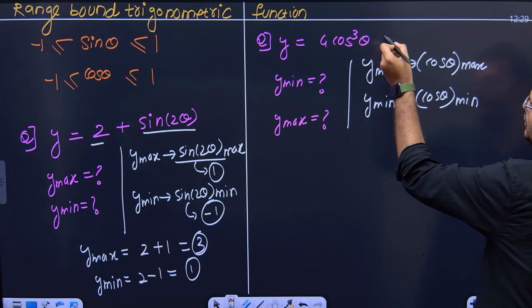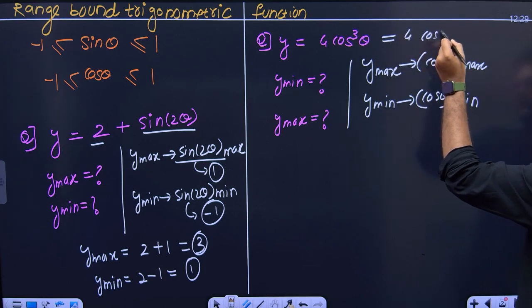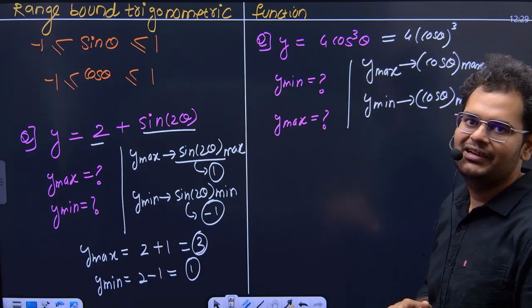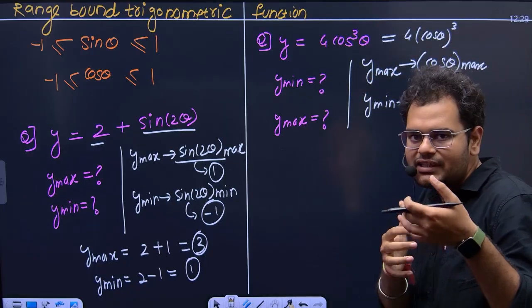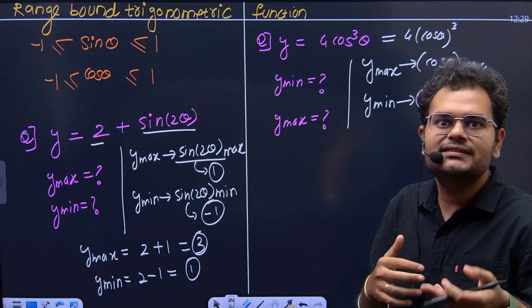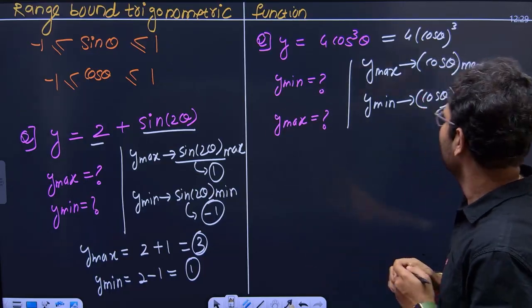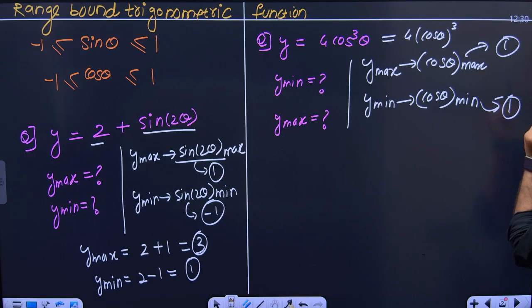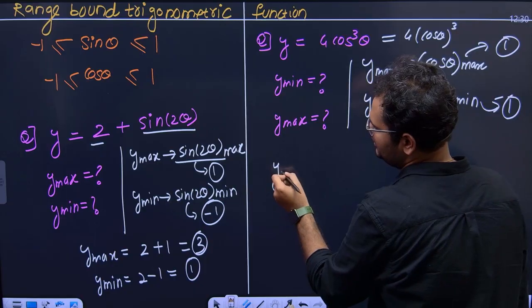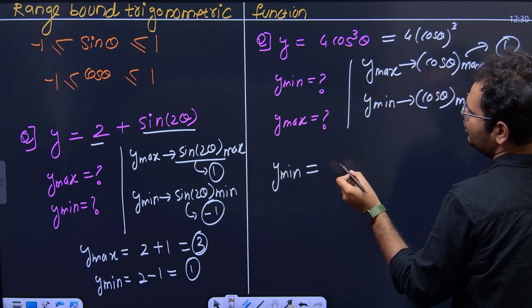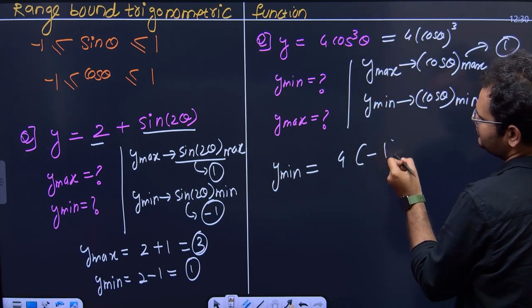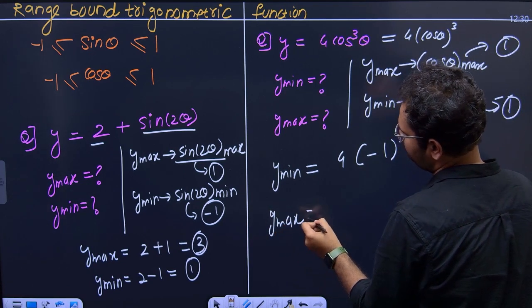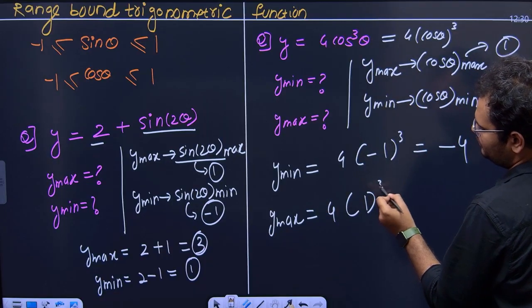Because how does this function look? 4 cos cube theta, it is like this. 4 is a constant number, cube is just a power. So cos theta is the deciding factor whether this function will be maximum or minimum. Now you have to tell me, what is the maximum value of cos theta, sir? It is 1. And what is the minimum value of cos theta, sir? It is -1. So directly I will get the answer. Y minimum will be equal to 4 into the minimum value of cos theta, which is -1, and here it is cube, so how much is it? -4. And y maximum is equal to 4 into 1 cube, that is equal to 4.